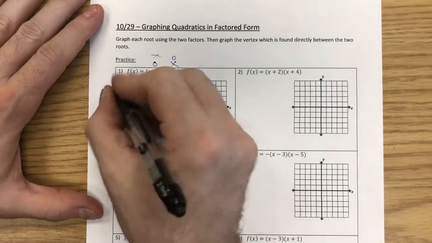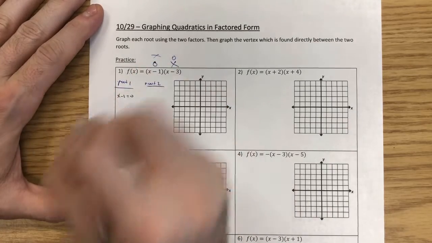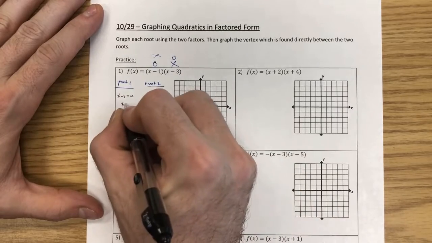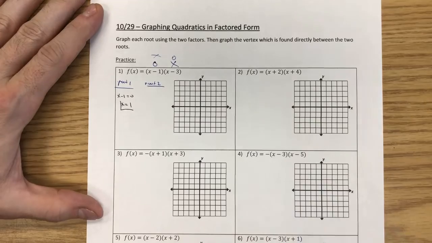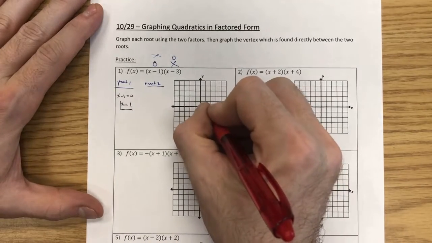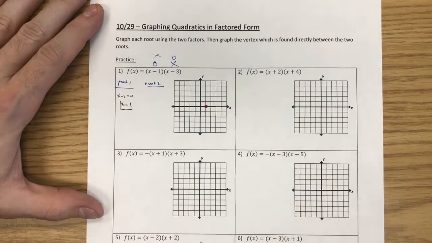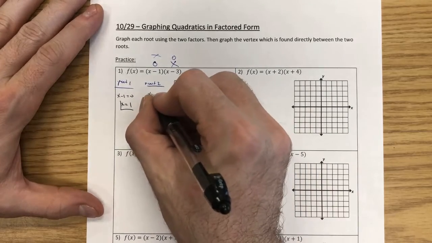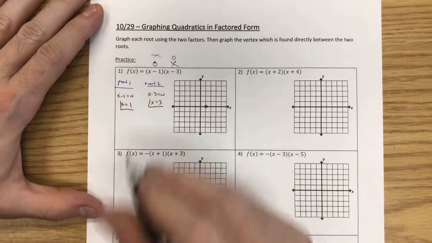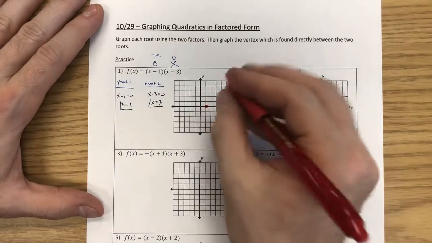My root 1 is simply x minus 1. If that equals 0, then it doesn't matter what's over here. So I add my 1 to both sides. I found my first root. So I'm going to plug in a nice point at x equals 1. For my root 2, I say, okay, so x minus 3 is equal to 0. Add 3 to both sides. I get x equals 3.